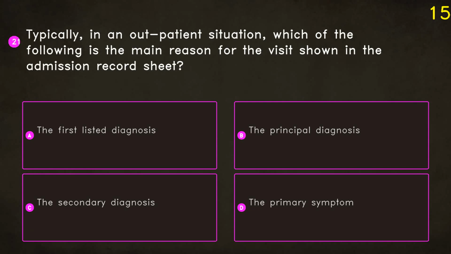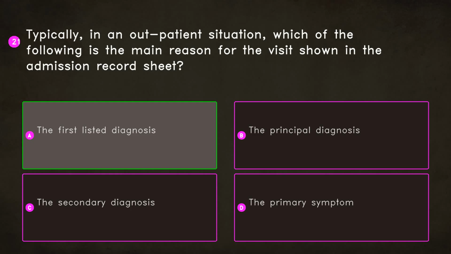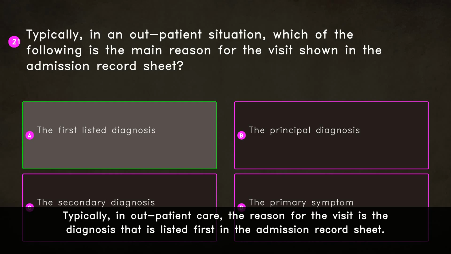Question 21. Typically, in an outpatient situation, which of the following is the main reason for the visit shown in the admission record sheet? A. The first listed diagnosis. B. The principal diagnosis. C. The secondary diagnosis. D. The primary symptom. The correct answer is the first listed diagnosis. Typically, in outpatient care, the reason for the visit is the diagnosis that is listed first in the admission record sheet.